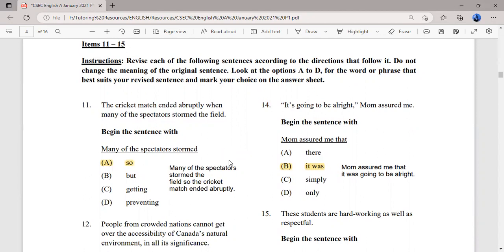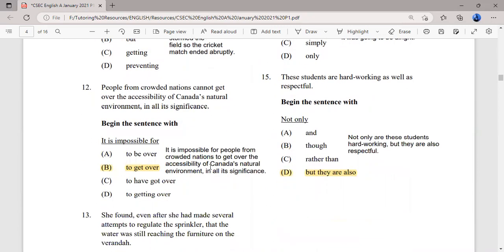So number 11, the cricket match ended abruptly when many of the spectators stormed the field. Begin the sentence with many of the spectators stormed. So that being said, we have many of the spectators stormed the field, so the cricket match ended abruptly. So it couldn't be any other word there. It can't be but, it can't be getting, it can't be preventing. Right. So again, I implore you to try to write out the sentence in its restructured form.